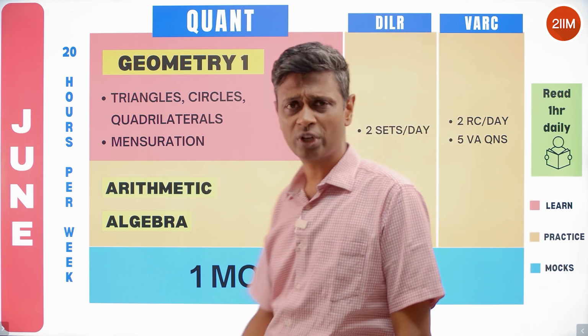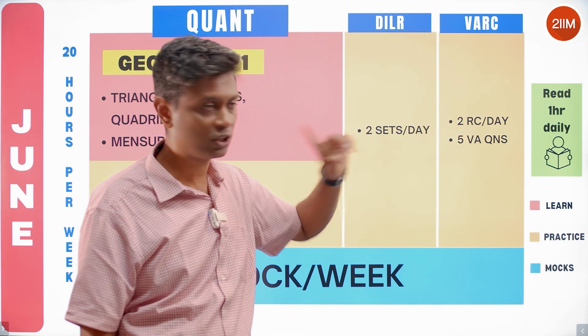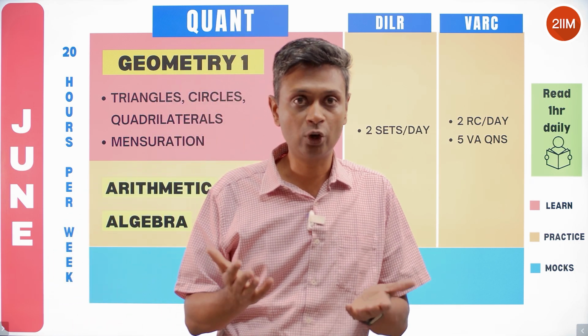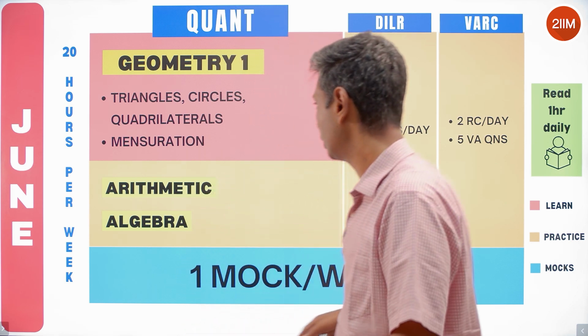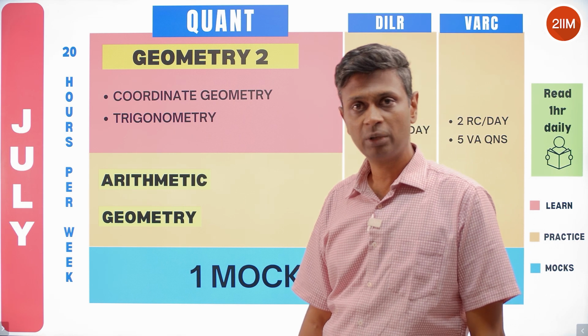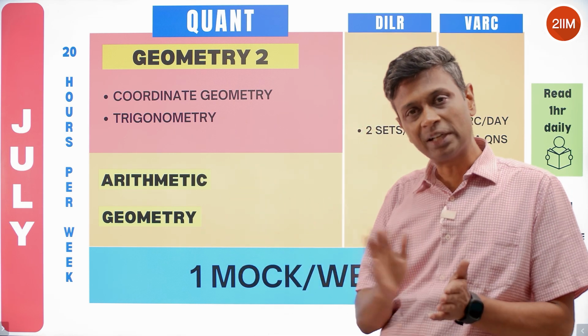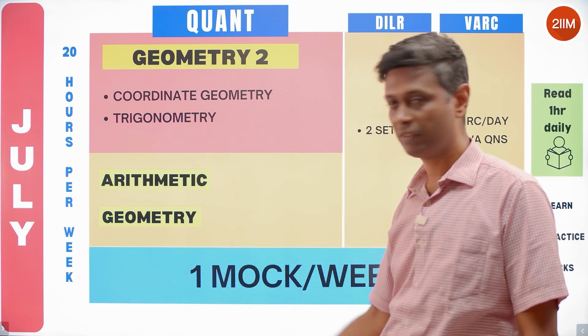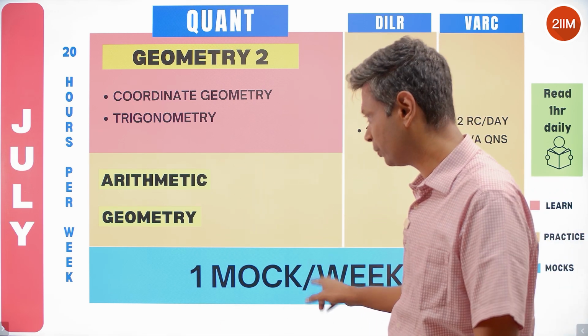By now you're on to 2 sets per day and 2 RCs per day. We're flirting with increasing the time spent per day or per week basis also. Right? So geometry 2, we add coordinate geometry and trigonometry. We revisit arithmetic and geometry. We pushed out algebra revision because we've done algebra just recently. We've revised algebra the previous month as well. 1 mock per week schedule continues.